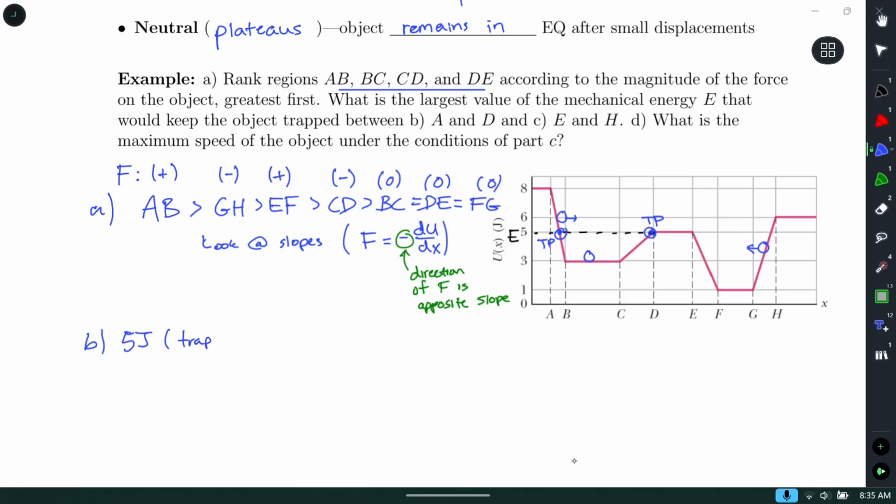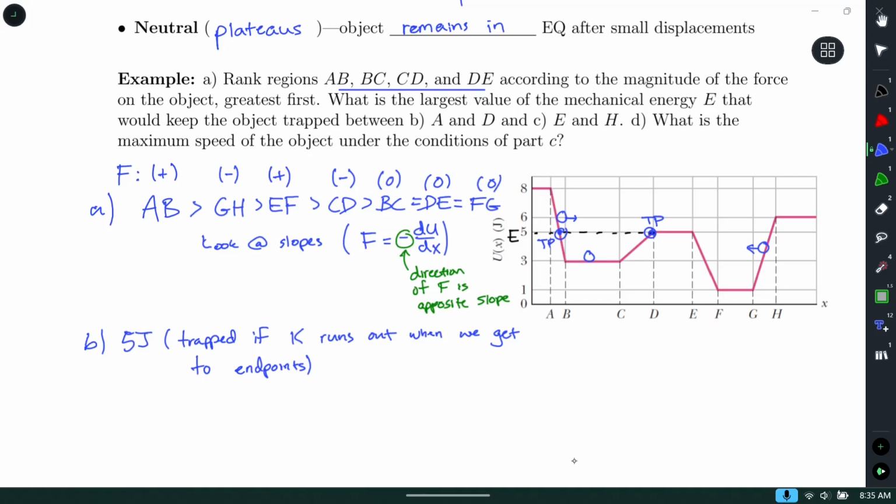Because the ball will stay trapped if my kinetic energy runs out when we get to the endpoints. I've still got some wiggle room on the left-hand side. It still can't even reach A, but if I raised that total energy budget any more, then it would escape on the right-hand side. It would get past D. At 5 joules, since that's the turning point, it starts oscillating between A and D. Yep, exactly.